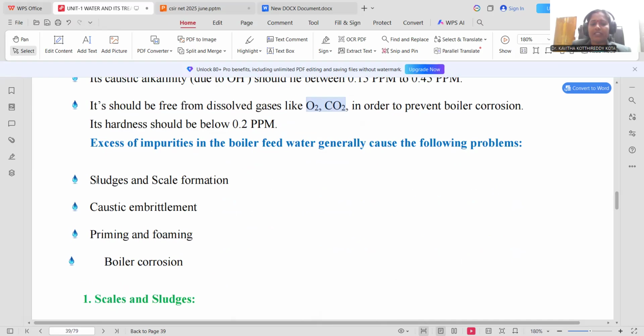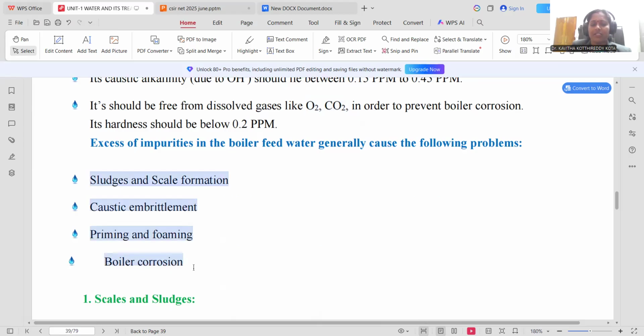If impurities are present, they generate sludges, scale formation is also possible, caustic embrittlement may be possible, priming and foaming are possible, and boiler corrosion is the consequence of the impurities present in the boiler feed water. These are called boiler troubles.